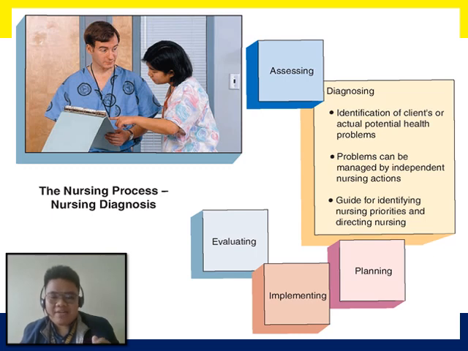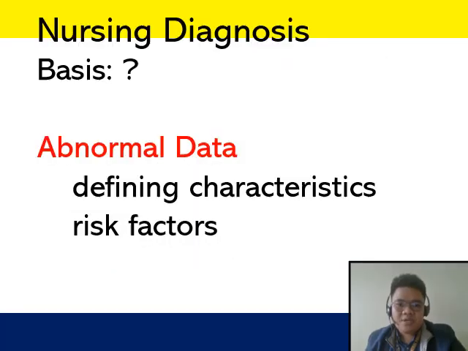Let's talk about diagnosis. So the nursing process, nursing diagnosis. In diagnosing, this involves identification of the client's actual or potential health problems. These problems can be managed by independent nursing action, and they provide a guide for identifying nursing priorities and directing nursing care for the patient. So that is our role in nursing diagnosis. When I talk about nursing diagnosis, your main basis will be your assessment. Hence, a wrong or an incomplete assessment will lead to a misprioritized problem.